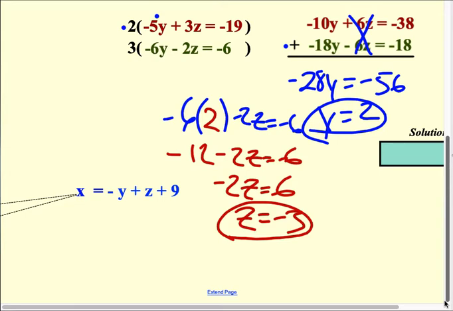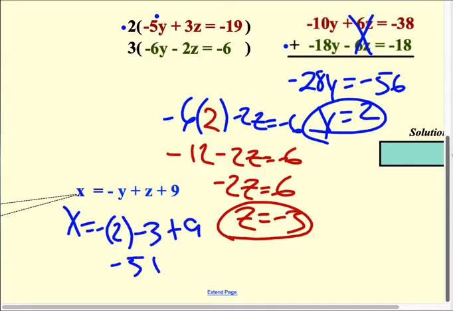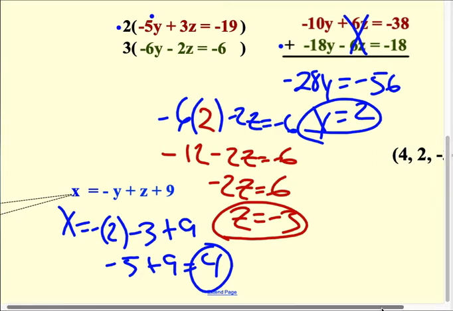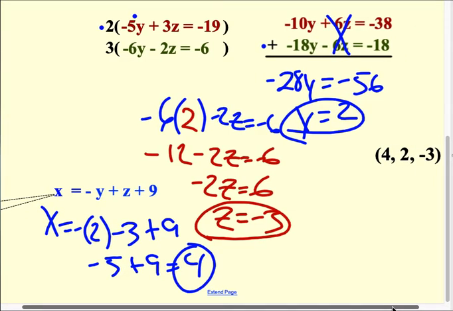So now what I can do is say, all right, let's figure out the x. Plug in my y, plug in my z. That's -5 plus 9, so I'm getting the x value of 4. That's the solution to my system. Okay?